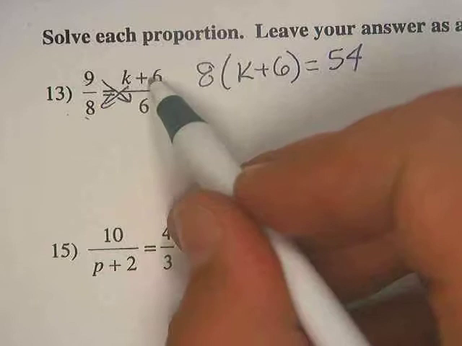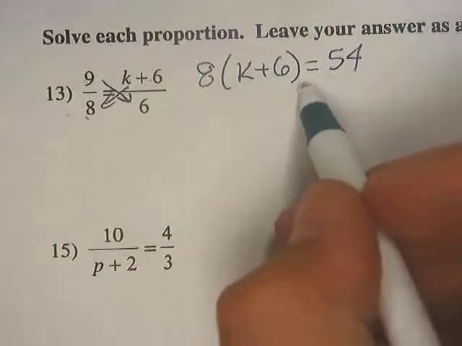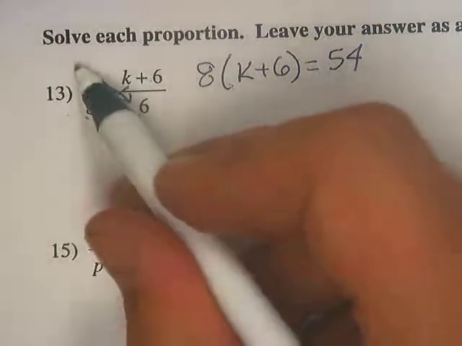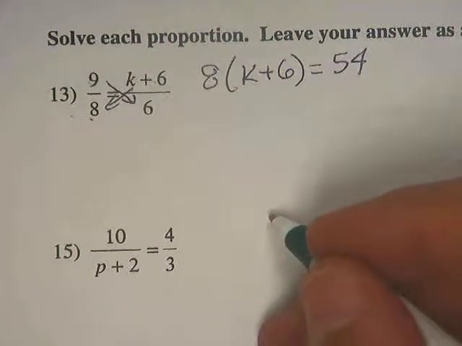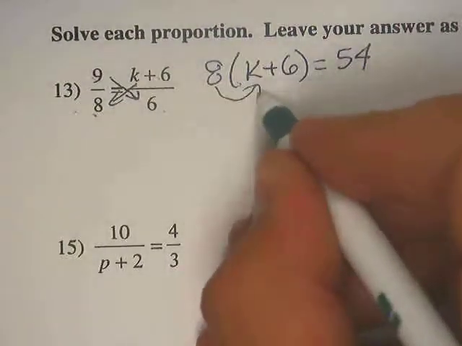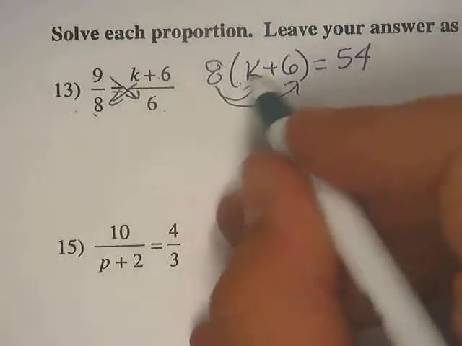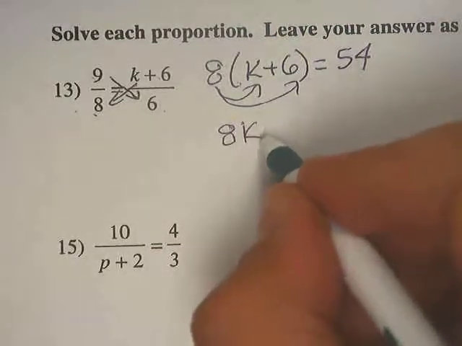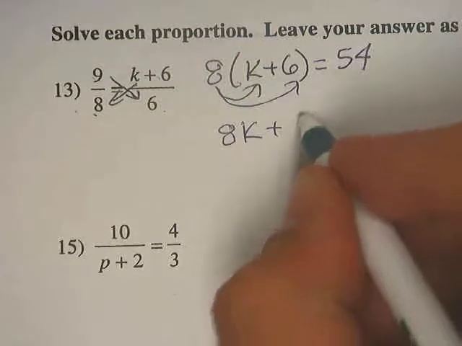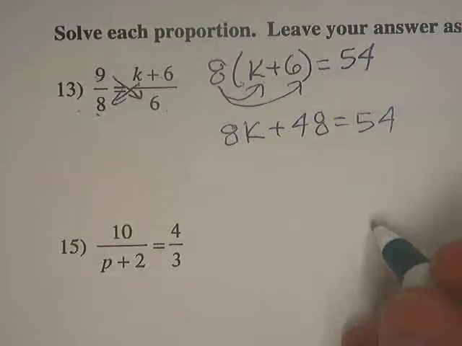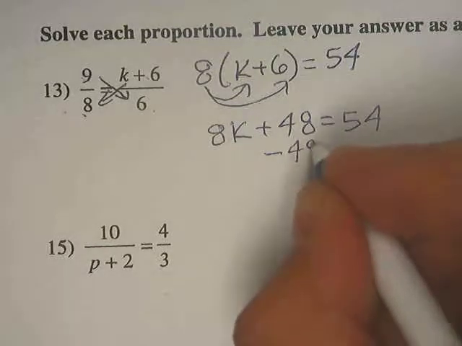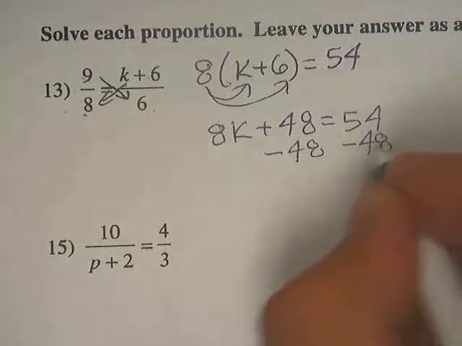Equals 9 times 6, which is 54. So just to recap, take 8 times k plus 6, put the k plus 6 in parentheses, 9 times 6, which is 54. Now you solve it like a normal algebra problem. I distribute that 8, both of these. 8 times k is 8k. 8 times 6 is 48.